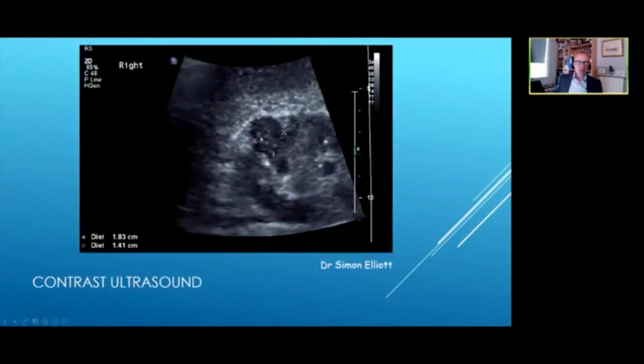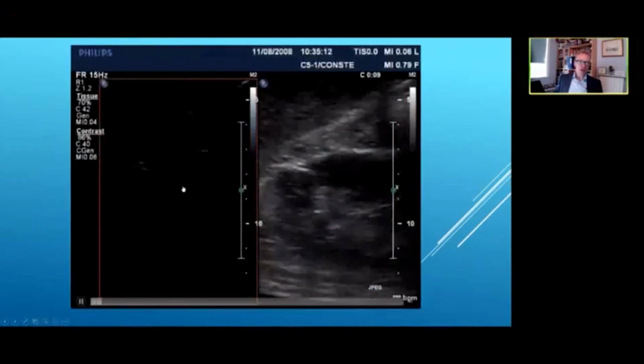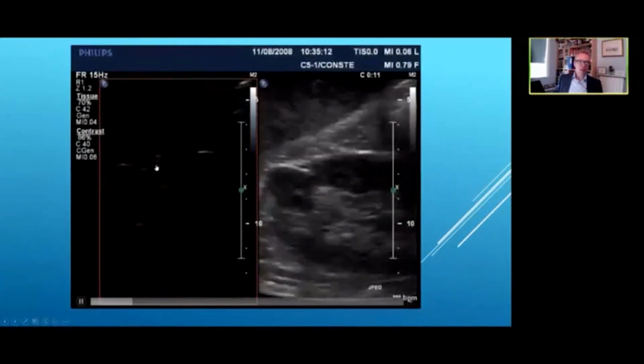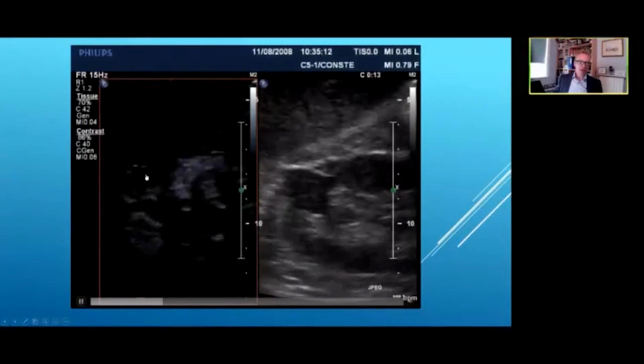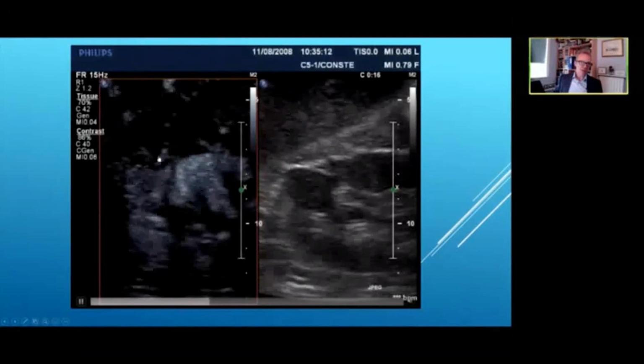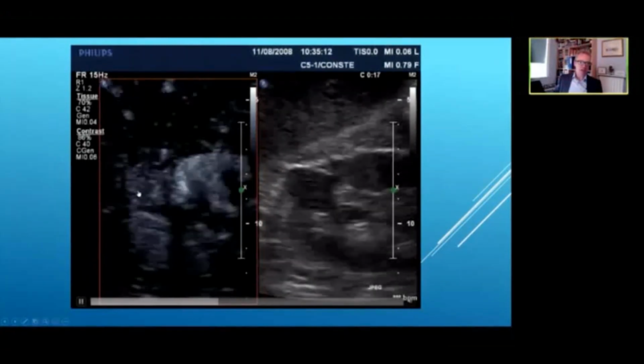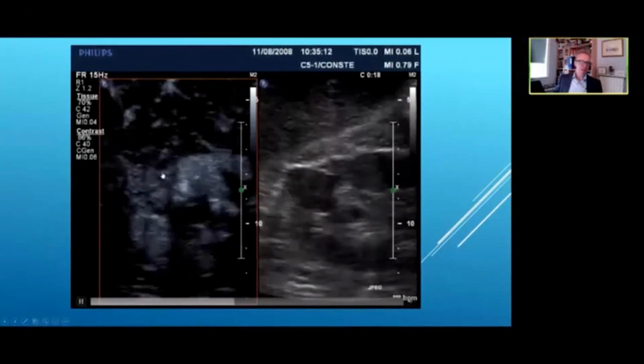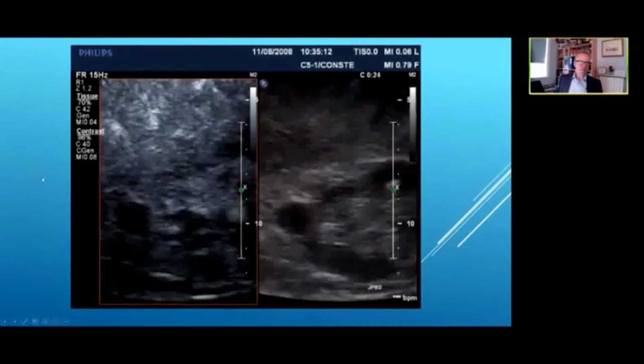This is a small renal mass seen on ultrasound. I'll just show you contrast ultrasound here. This was done some years ago. So bubbles are injected, and you can see the mass here taking up bubbles, as do the veins within the liver here. So that's a vascular mass, and that's a surgical mass. This is extremely sensitive for flow, as is MRI.